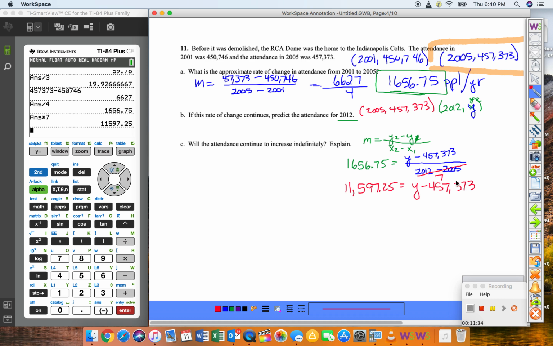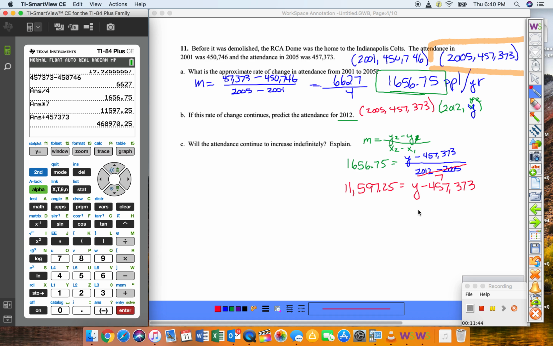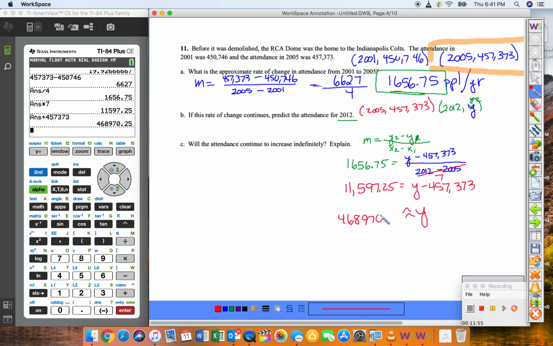And to solve for y, all we have to do is add it to this number in our calculator. So plus 457,373, baby. And that attendance should be, we're going to round this now because we don't really have 0.25 people, but 468,970. And I'm just going to round that down. So about that many people.